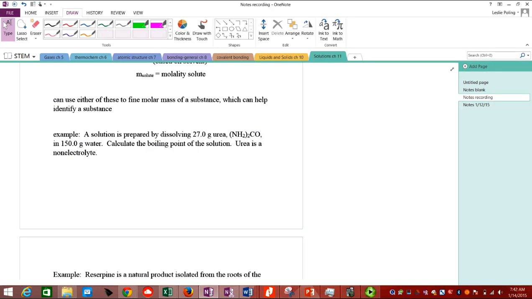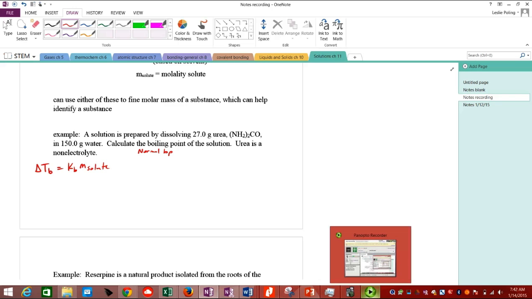So we want to calculate the boiling point elevation. Well, we want to calculate the boiling point. So we need to know the normal boiling point. And we find that urea is, of course, not in the chart that is in your book. Could have picked a better question. All right, let me pause this and find the information for urea.